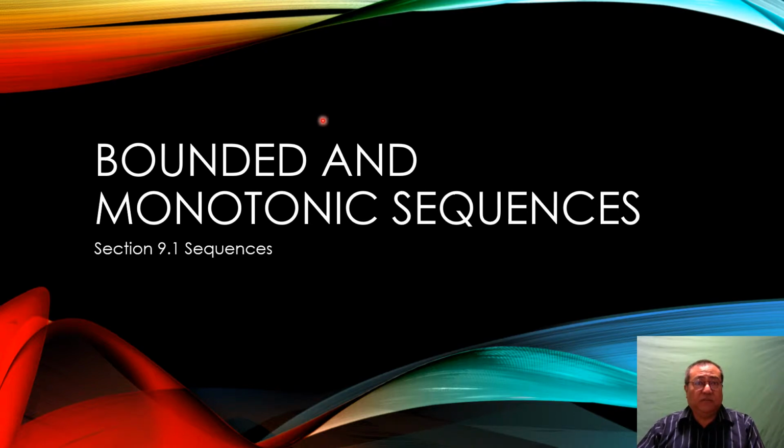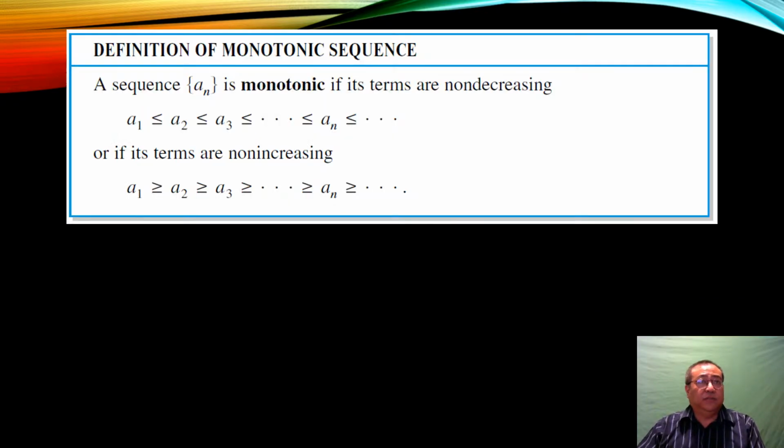This is the final video on sequences, bounded and monotonic. All right, let's get started. A monotonic sequence is one whose terms are non-decreasing or non-increasing. Notice the less than or equal to. That means it could be the same values.